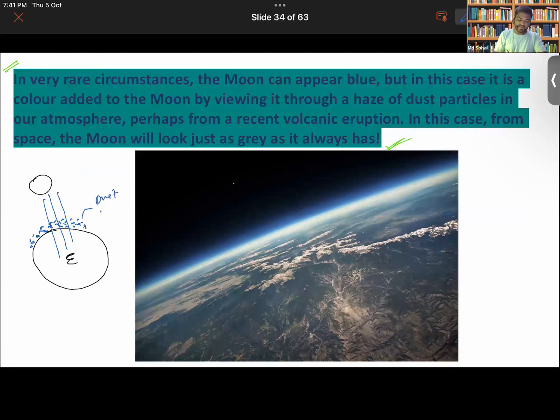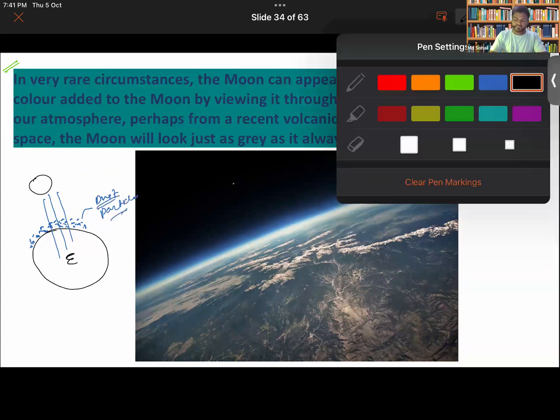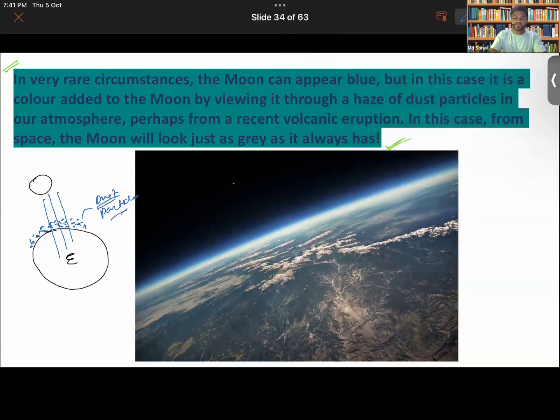These are the dust particles through which. Sir, why is there a change in colors of the moon? Like sometimes it's red, yellow. Exactly. It has got to do with the concept of dispersion. Dispersion is the same reason why the sky looks blue, because blue light scatters the most. Yes, sir.